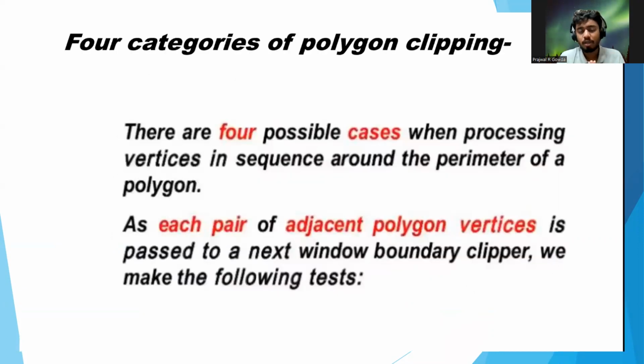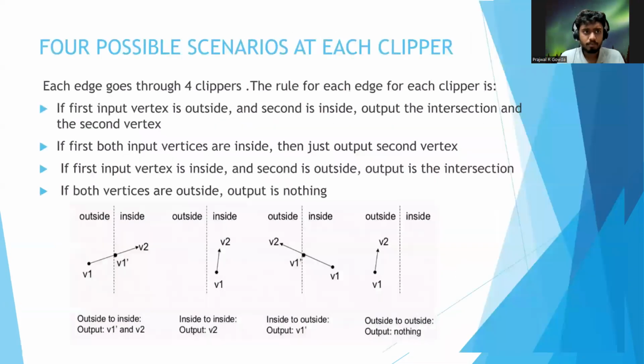Four categories of polygon clipping. There are 4 possible cases when processing vertices in sequence around the perimeter of a polygon. As each pair of adjacent polygon vertices is passed to the next window boundary clipper, we make the following tests. There are 4 possible scenarios at each clipper. Each edge goes through 4 clippers.